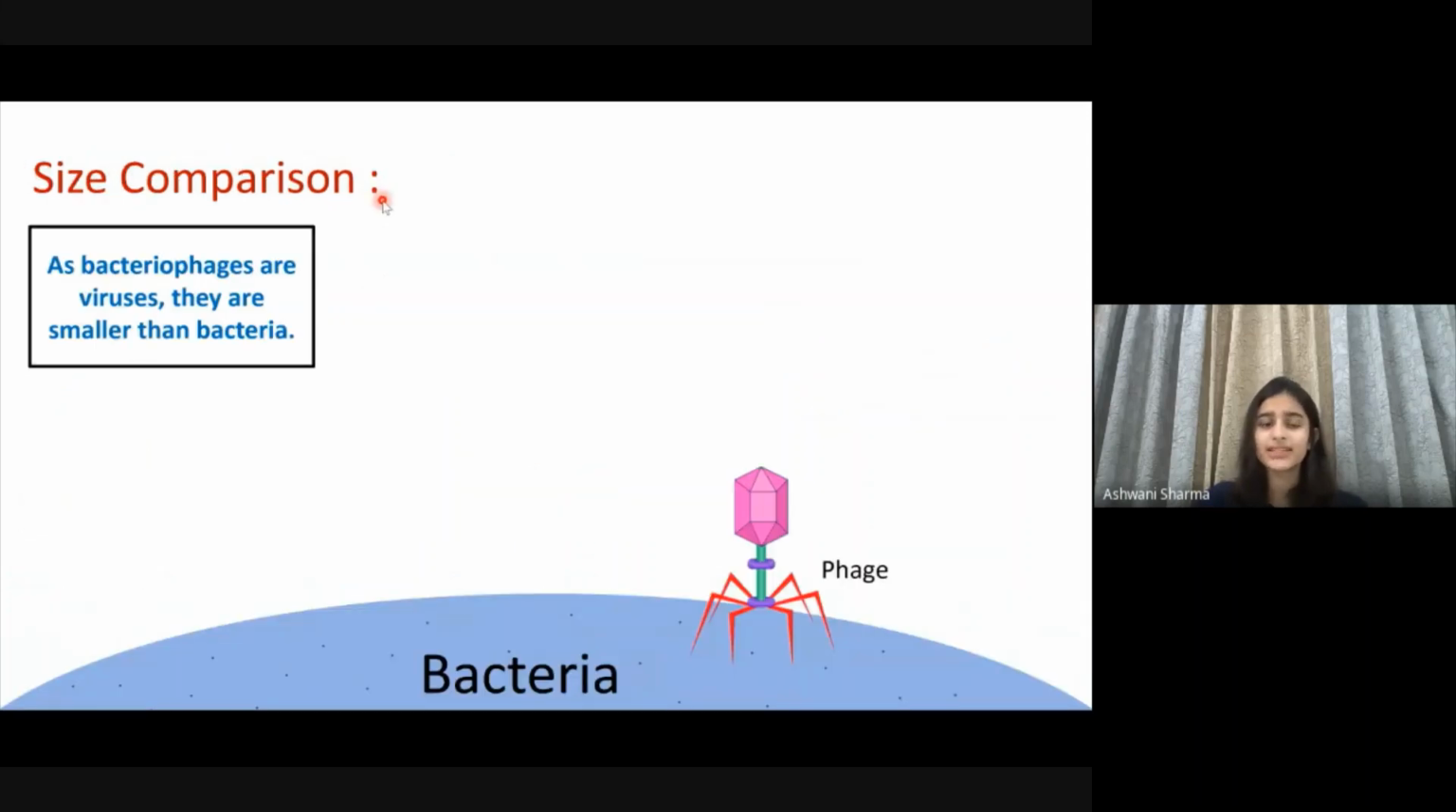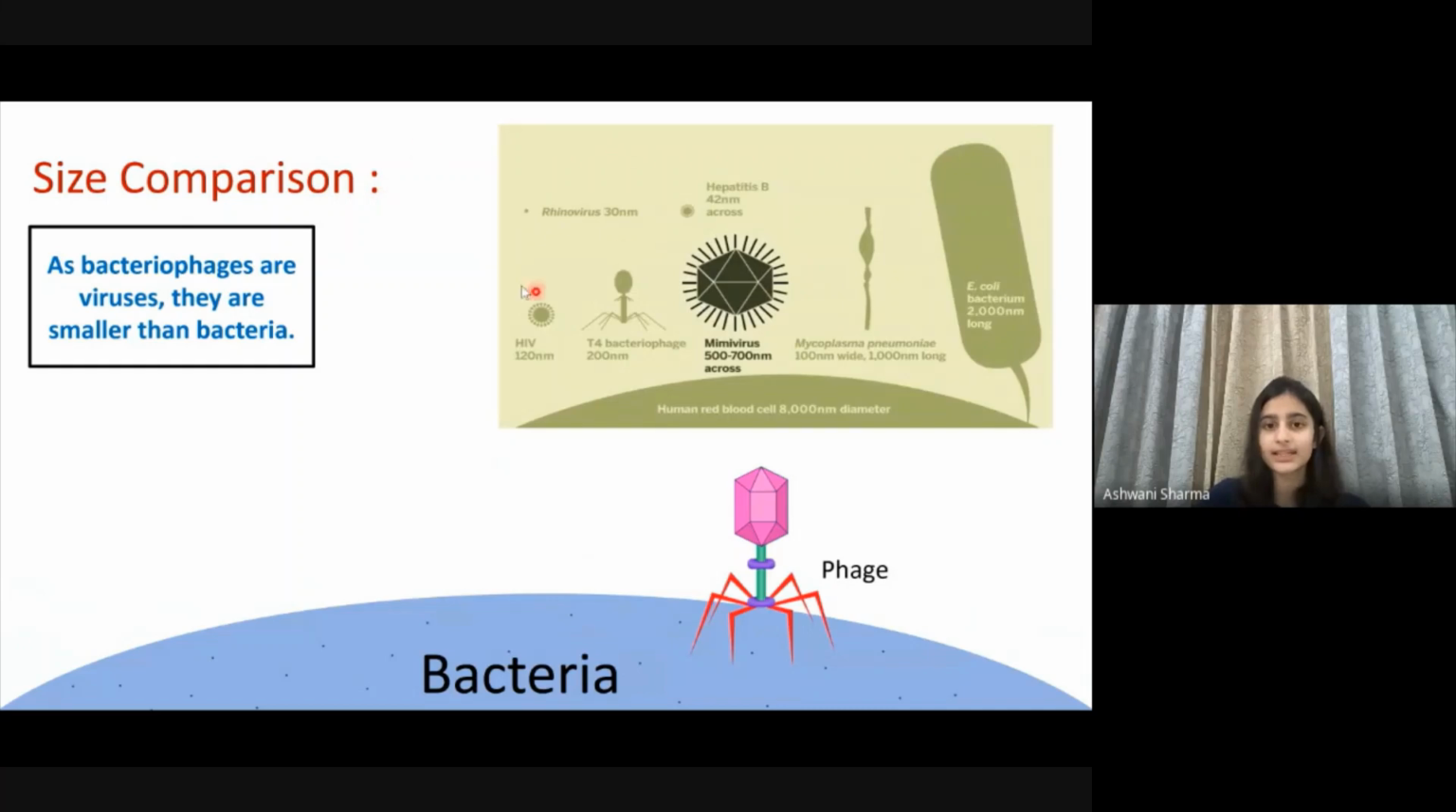So, bacteriophages are relatively small, and as they're viruses, they are smaller than bacteria. If you can see in this picture over here, we have different types of viruses. Over here we have the bacteriophage at a size of 200 nanometers. Here we have the bacteria which is of the size 2000 nanometers. For those of you who don't know, a nanometer is 1 billionth of a meter, or 1 meter equals 1 billion nanometers.